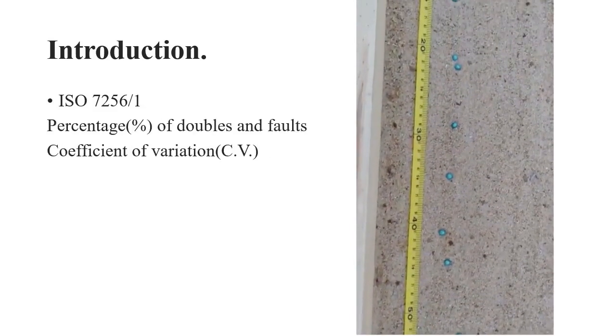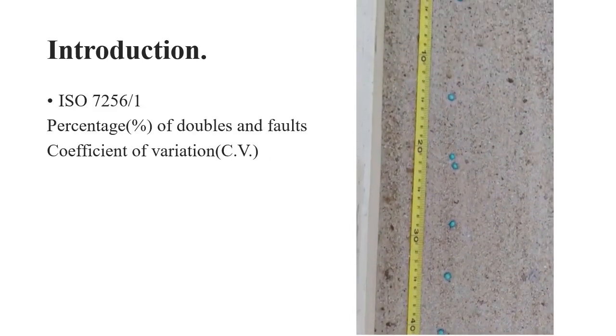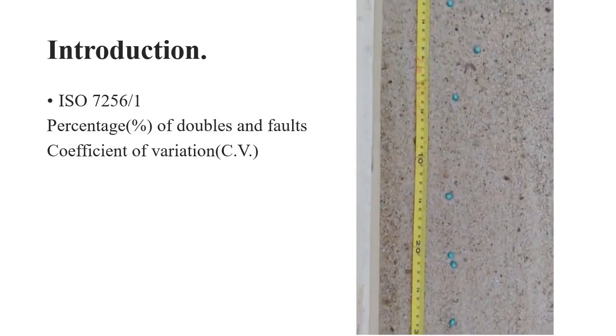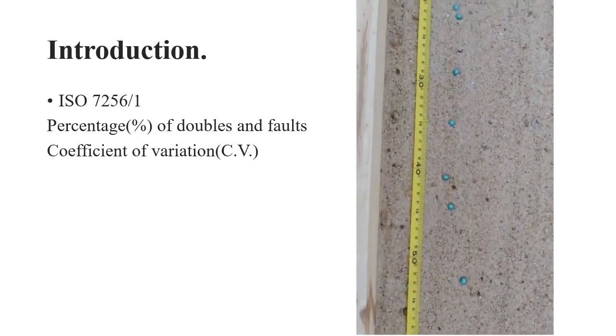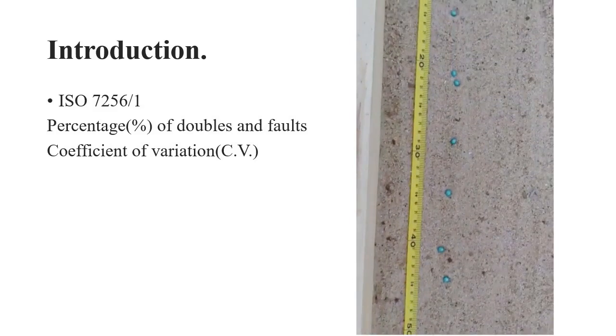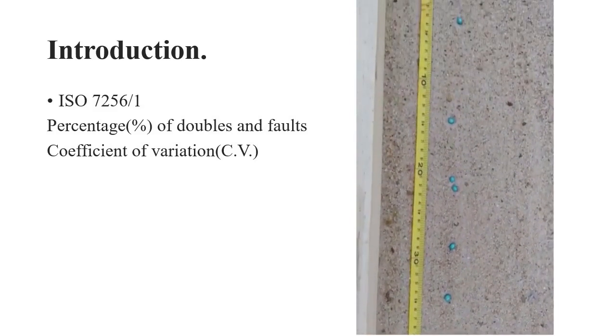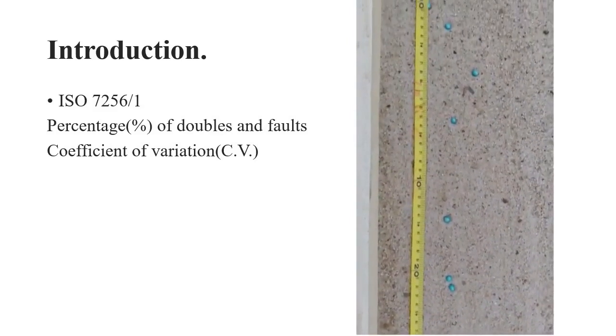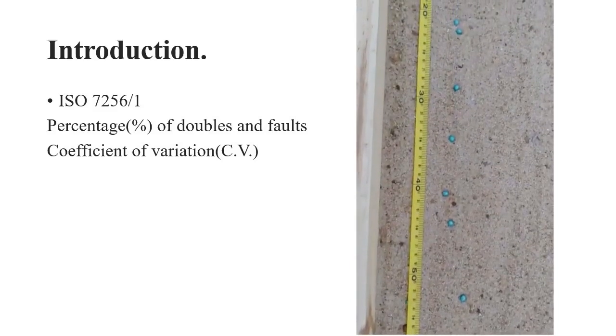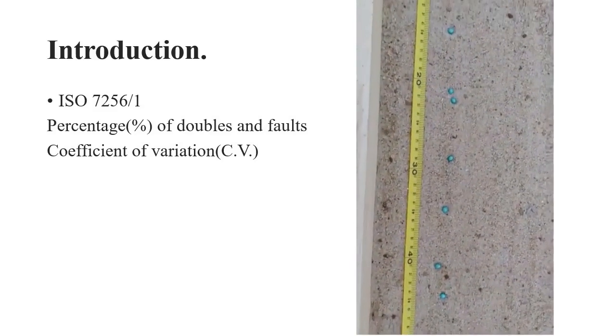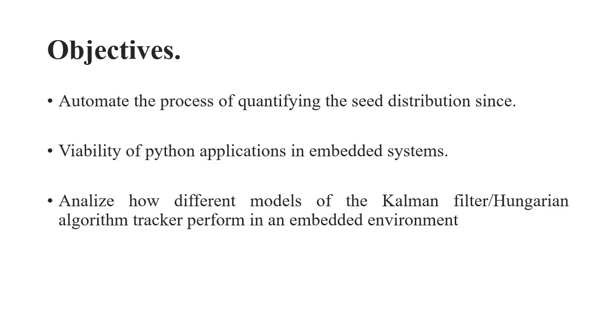Also, according to the ISO, the percentage of doubles and false and the coefficient of variation of the distance between each pair of plants indicates how well the distribution is. An ideal distribution would have 0% of doubles, 0% of false, and a coefficient of variation that tends to 0. We propose a software that aims to automate the process of quantifying the seed distribution, since it is prone to human error and it is time-consuming.